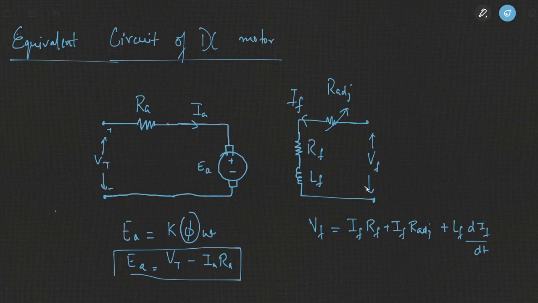Now in case it's a separately excited DC motor, that means the field windings and the armature windings are separate from each other. So this will be your equivalent circuit. In case it's a shunt DC motor, the field windings are in parallel with the armature winding, so you can show RF in parallel with RA. In case of a series DC motor, the field windings are in series with the armature winding, so you can show RF in series with RA. And in case it's a compounded DC motor, then it can either be a short compound or a long compound, that we'll be seeing later on.